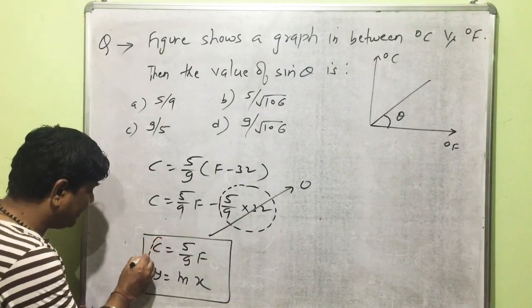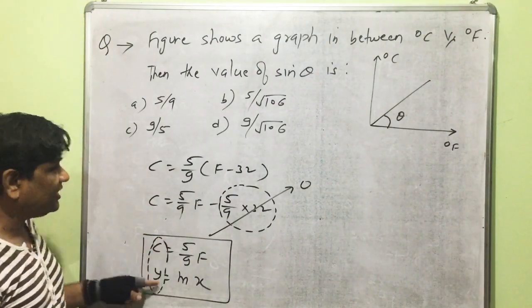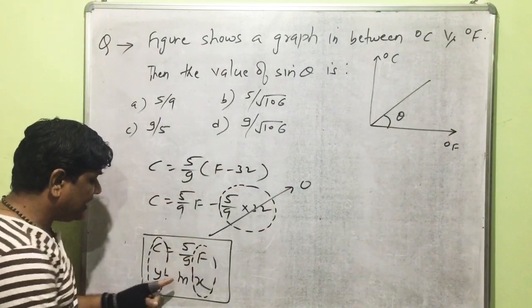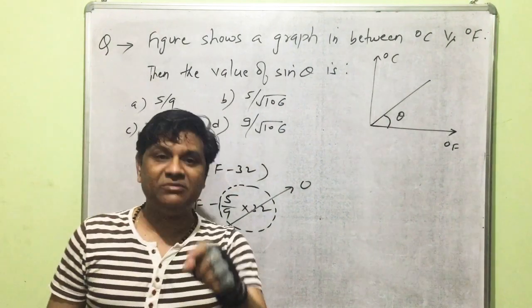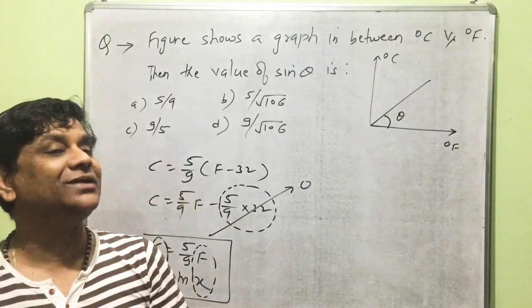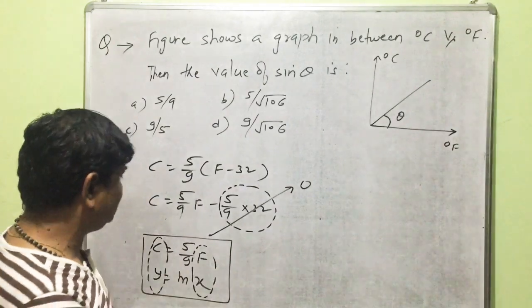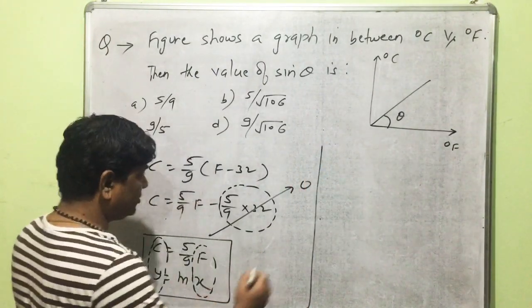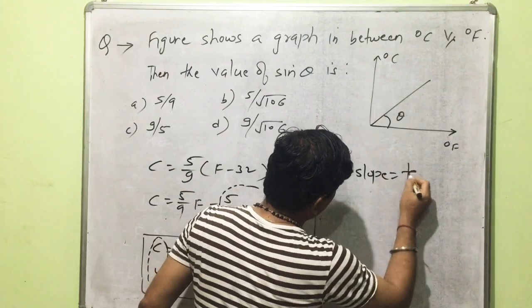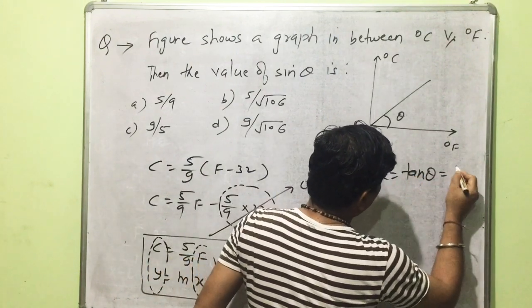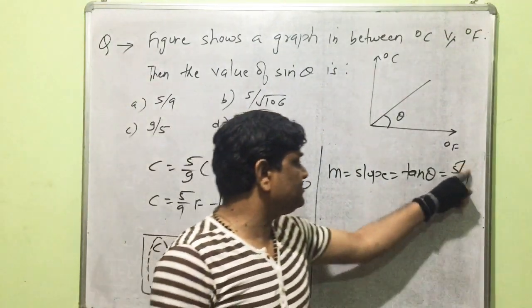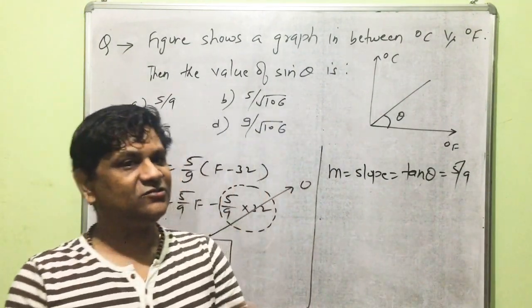Yes, C is along y-axis and F is along x-axis, and m is the slope. So slope is equal to 5 by 9. Slope is equal to tan theta. So the value is on the board now. m is equal to slope, and slope is equal to tan theta. Tan theta is equal to 5 by 9. So the value of tan theta is coming 5 by 9, but it is not required.